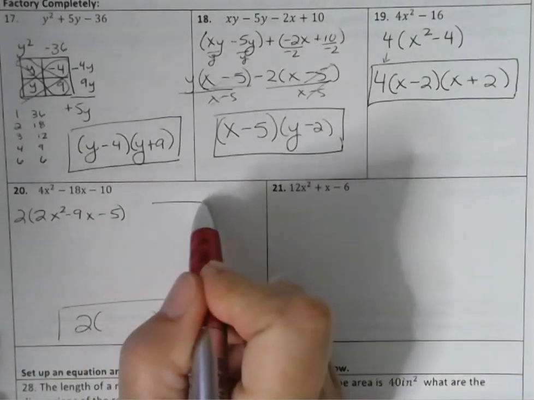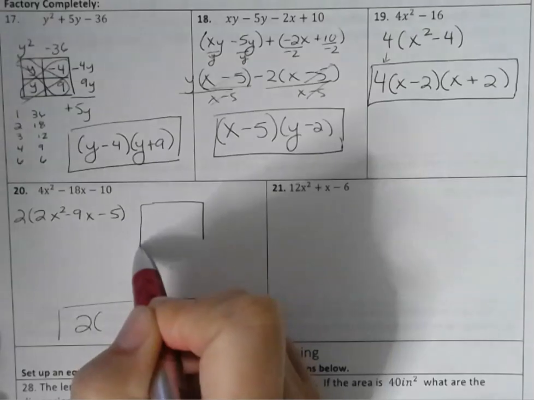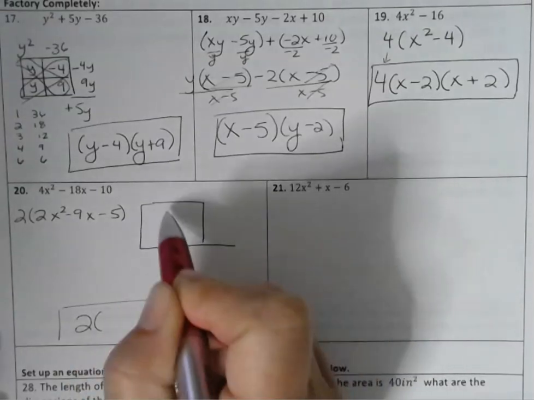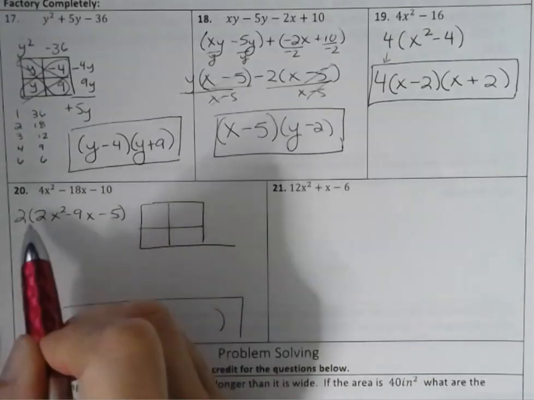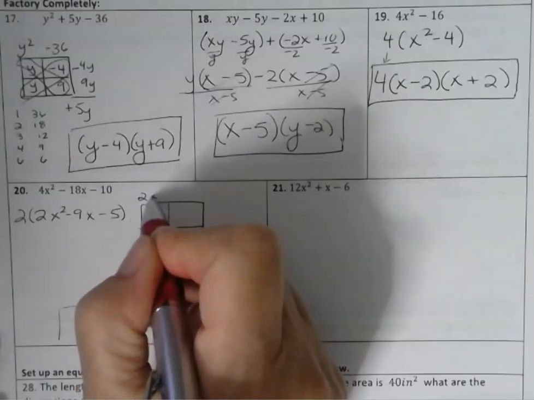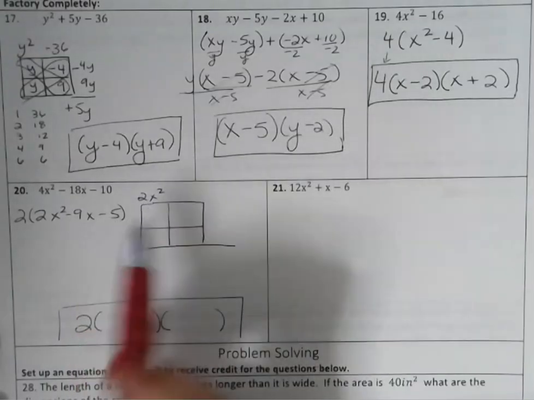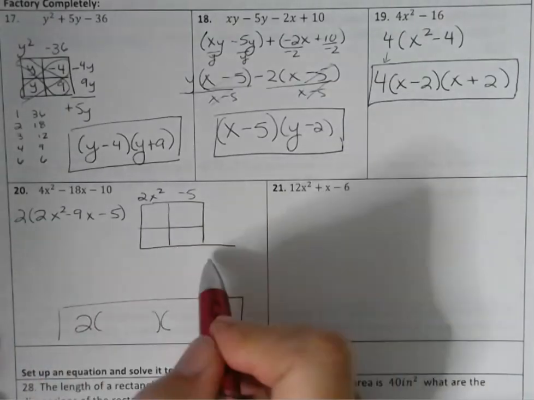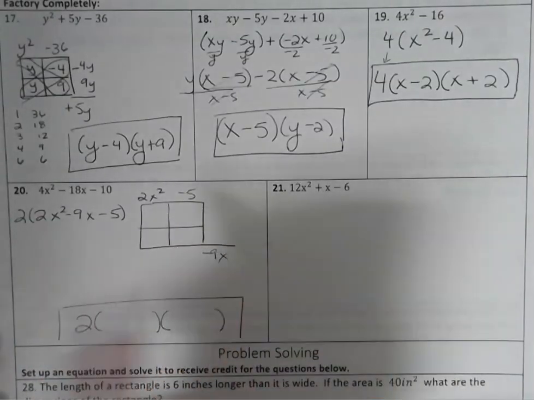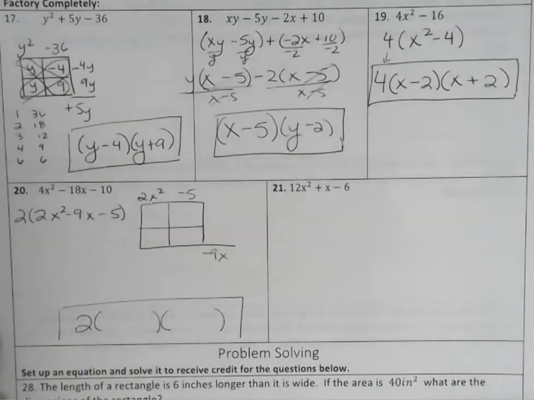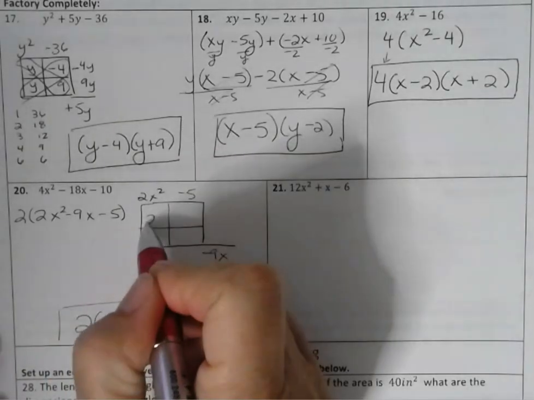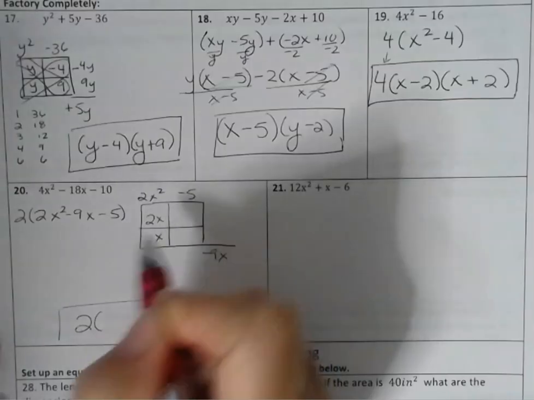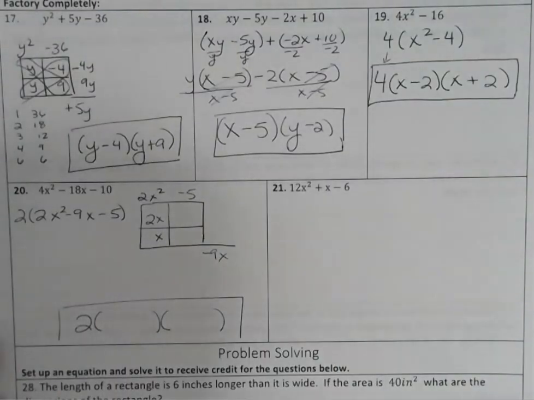All right, so my box is going to look like this. My first term, which is 2x squared, is going to go over the first column. My last term, which is minus 5, goes down there. And down below, I have the negative 9x. And then I have to think about what can I do to get 2x squared, and that's going to be pretty straightforward, 2x and x, because 2x times x would be 2x squared.